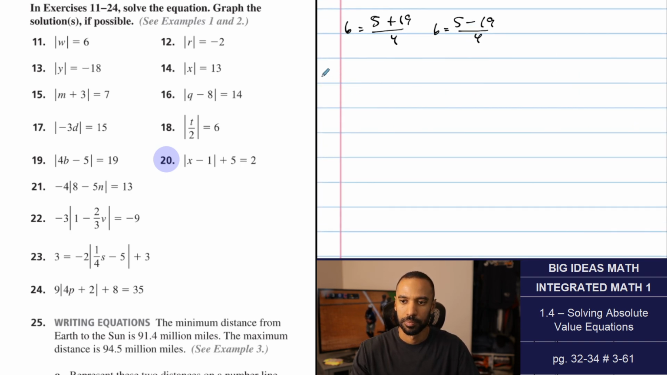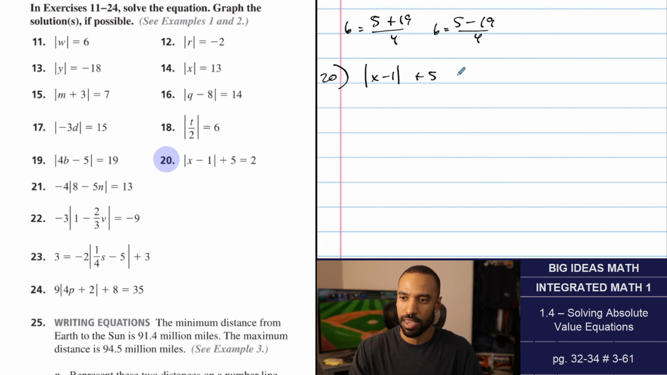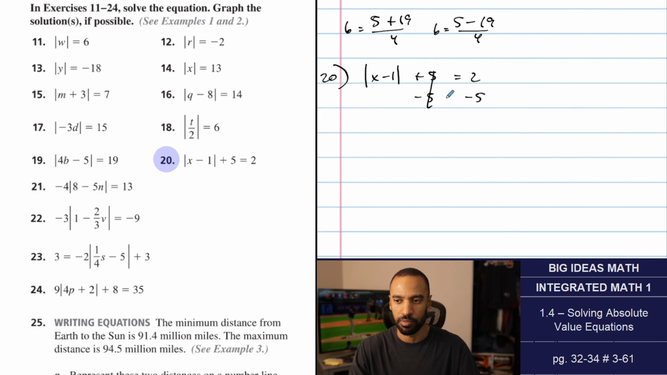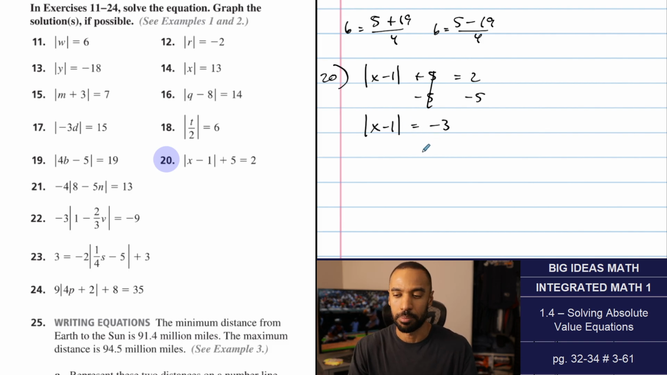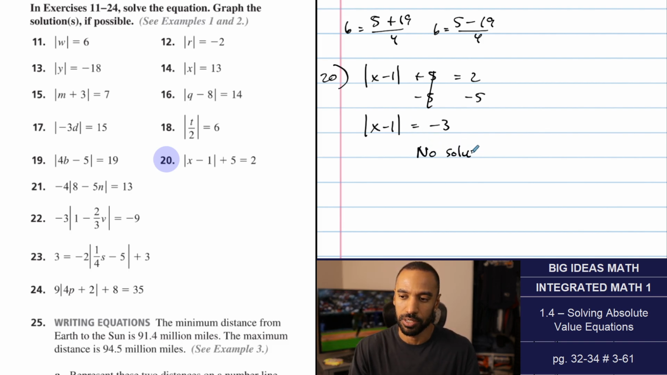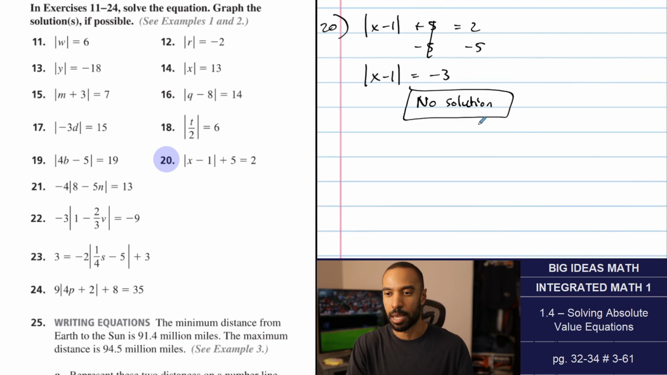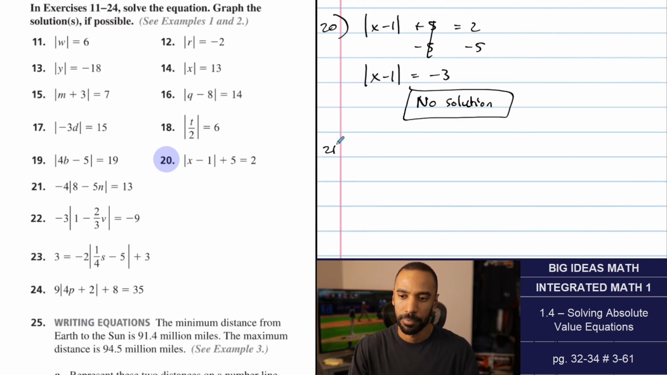Number 20. We have absolute value of x minus 1 plus 5 equals 2. I don't want to set this equal to positive or negative 2 because this 5 is kind of interfering. We have to first subtract 5 from both sides, get the absolute value by itself. So absolute value of x minus 1 equals negative 3. Suddenly, this becomes one of those equations where I can't take the absolute value of that. This becomes a no solution case. You can't take the absolute value and get a negative.